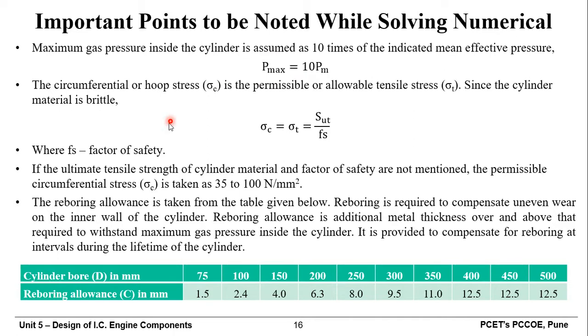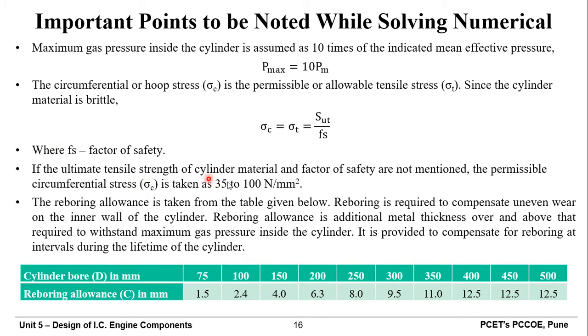Again, the circumferential or hoop stress is the permissible or allowable tensile strength. So if you know the material used for the cylinder or cylinder liner and its properties such as ultimate tensile strength and its factor of safety, then by taking its ratio, you will get the circumferential hoop stress sigma c or sigma t, that is the permissible tensile strength. So if you know the material properties, you can easily calculate the value of sigma c. And generally the value of the factor of safety is given to you.